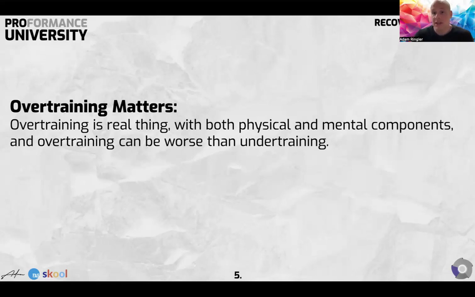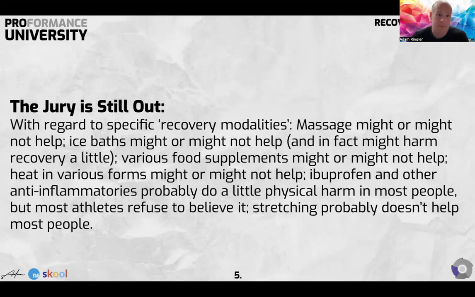One other thing that she also talks about is that overtraining is really real. Overtraining is a real thing, with both physical and mental components, and overtraining can be worse than undertraining. So when in doubt, come in a little underprepared, a little bit more undertrained, because overtraining has more nefarious effects than undertraining. So ultimately, what this book generally summarizes is that the jury is really still out.